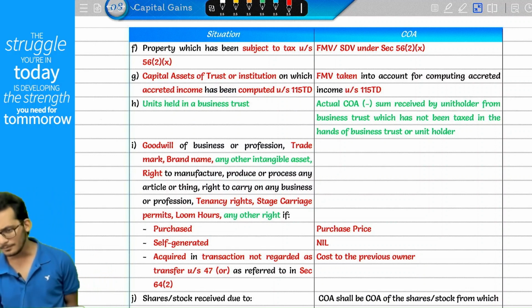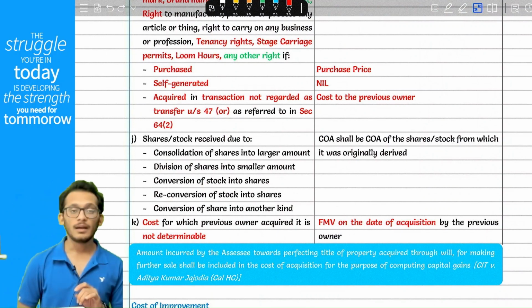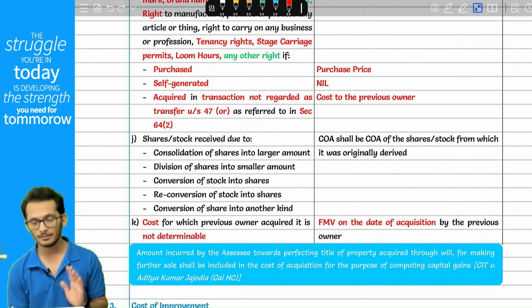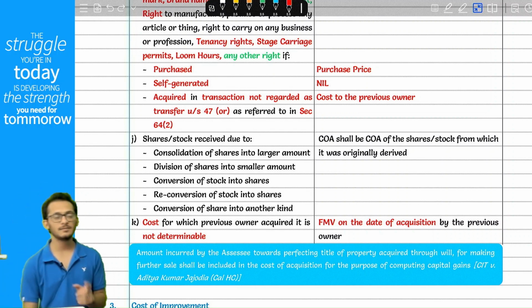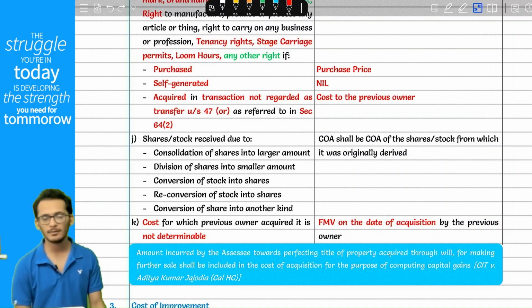Then I'm coming and saying, if I have done any stock consolidation, stock disbursement and all those things, use your head, proportion the answer. If 100 shares has become 1 share, cost of 100 shares will be cost of 1 share.